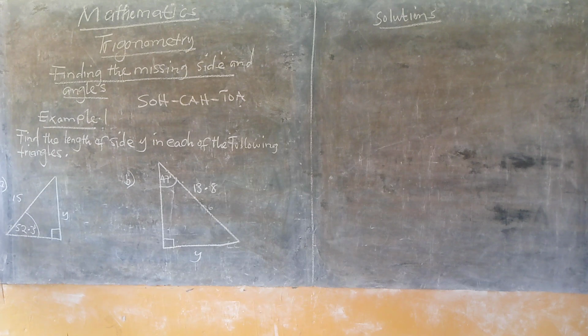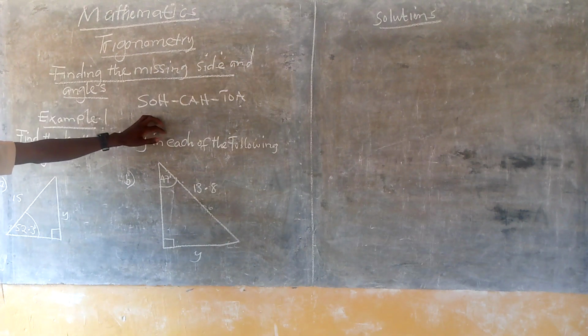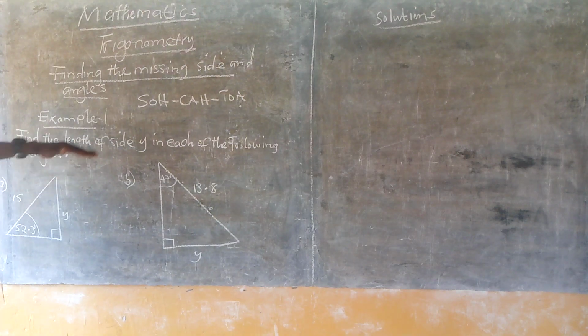Looking at this triangle, the side that has been asked to be calculated is Y here. So how do we find this Y? We are going to use one of these three ratios. What will determine us to pick a ratio from there? It is the sides that are given. Are we together? Yes. The sides that are given.